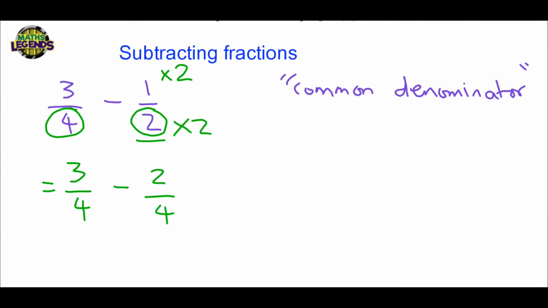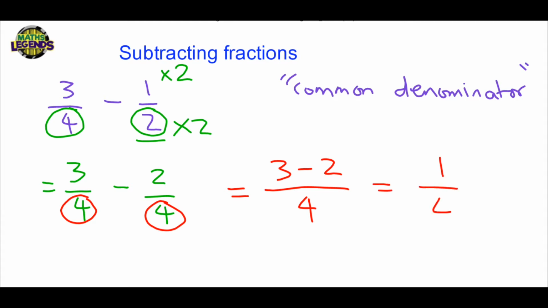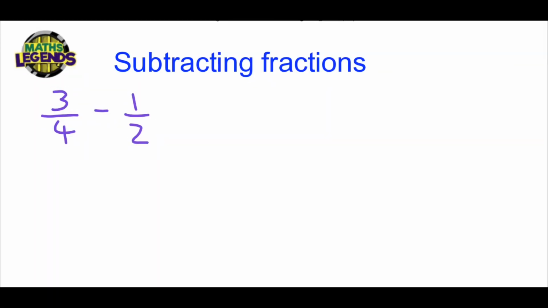Now the denominator is the same, so we can simply subtract the two numbers from the top. So 3 take away 2, and the denominator stays unchanged, so it's just 4. We simplify and we get 1 over 4. So now let's look at the next method.